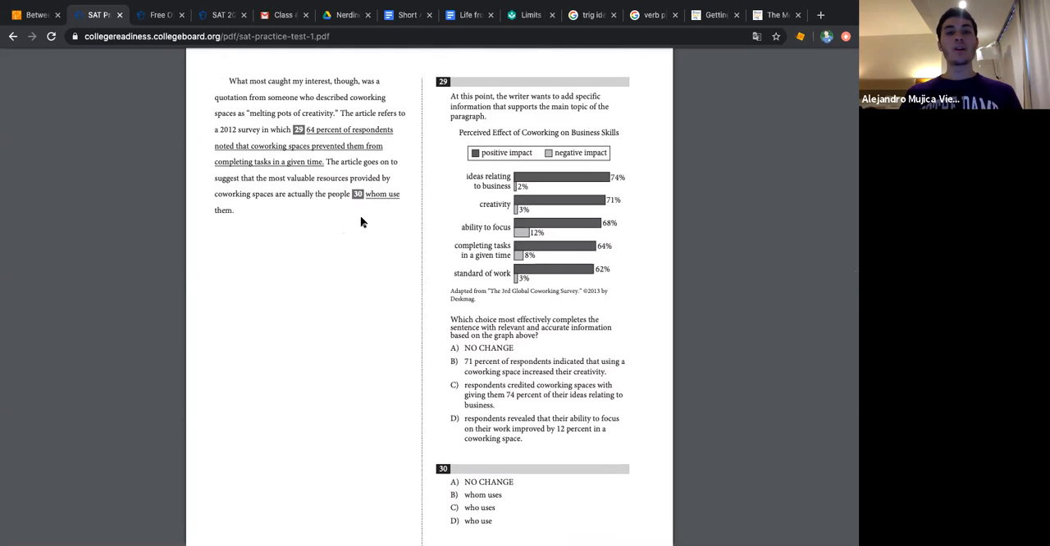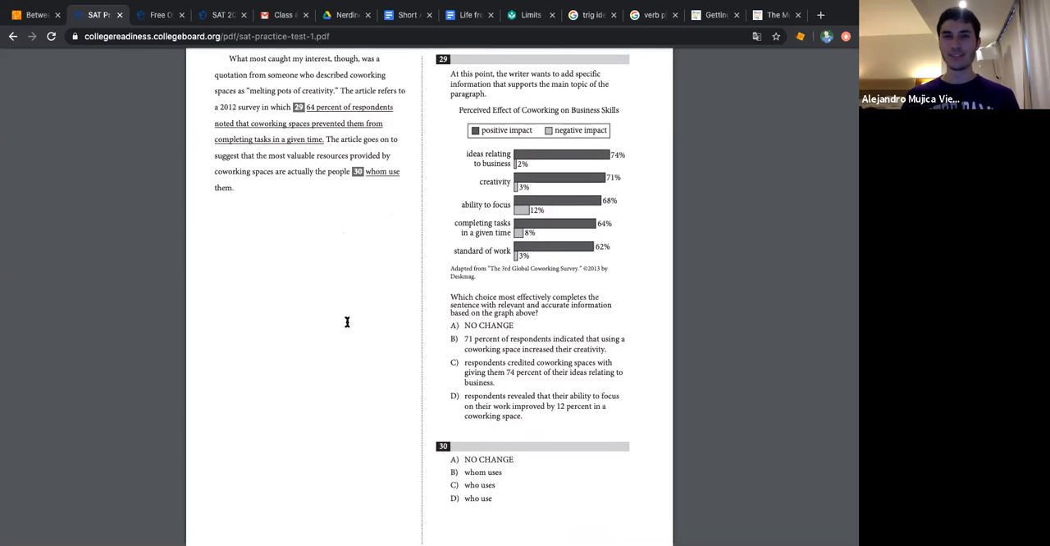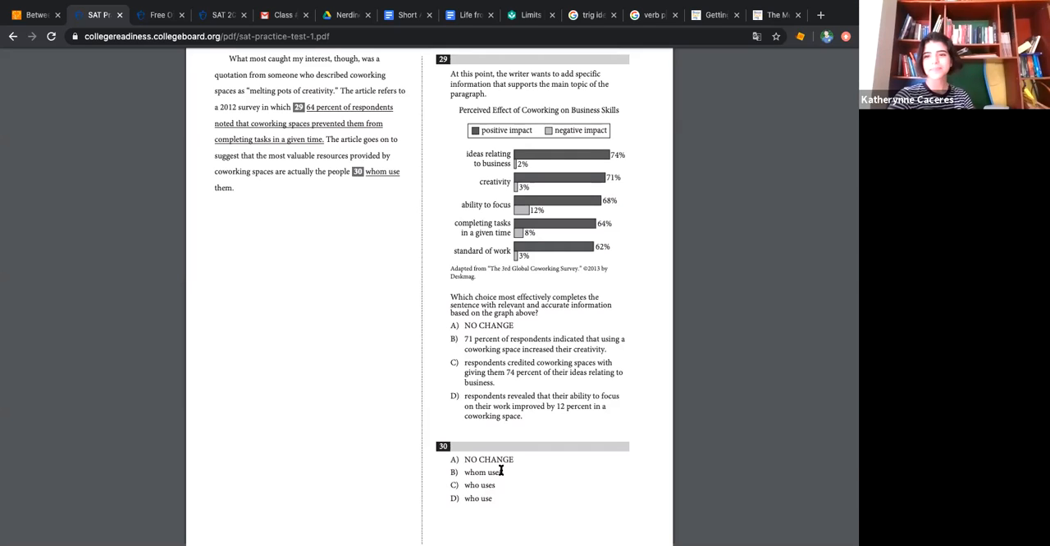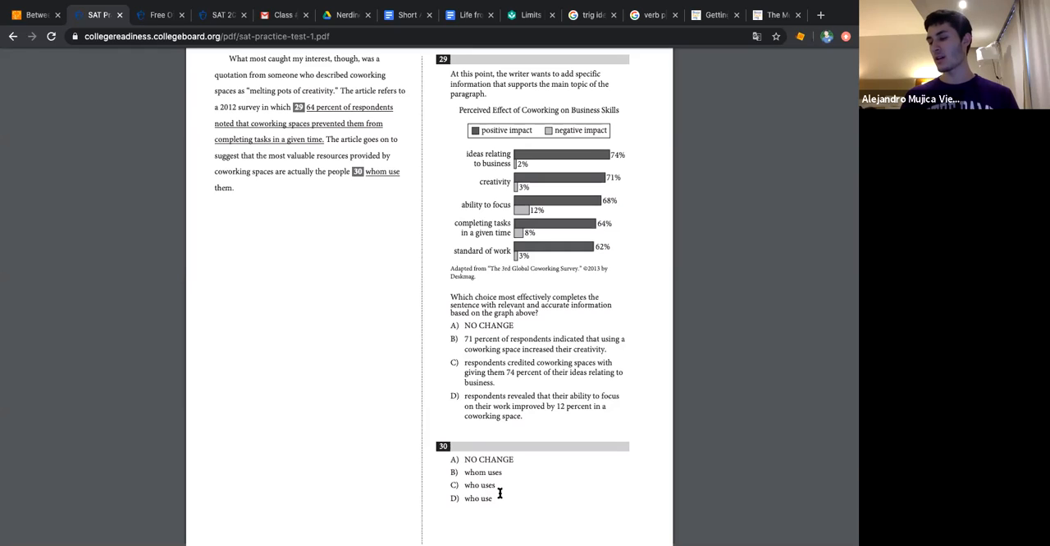Okay. The article goes on to suggest that the most valuable resources provided by co-working spaces are actually the people whom use them. Something's wrong. So this is, again, I would say correct expression combining subject renaming and verb phrase or verb form. And clearly whom is wrong here.